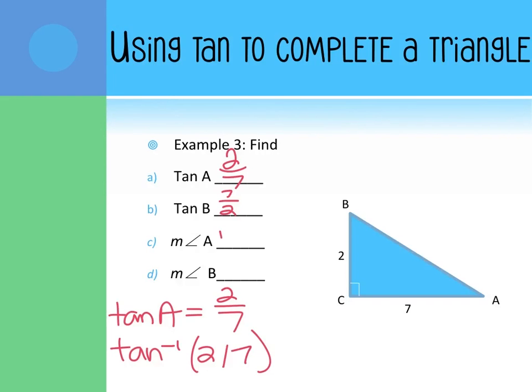15.945, which is going to be 15.9. How do you put a fraction on a calculator? Divided by. So now I'm going to do second tangent of 7 divided by 2. What do you get? 74.05, so 74.1. We're going to round it.